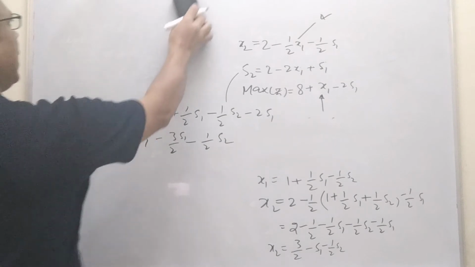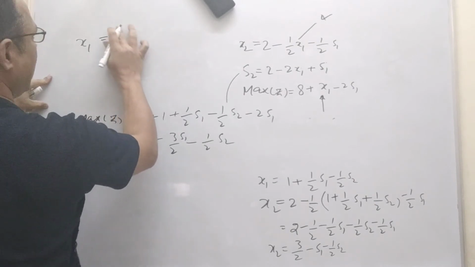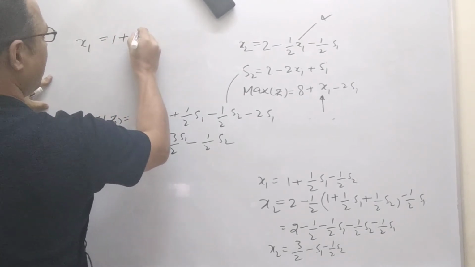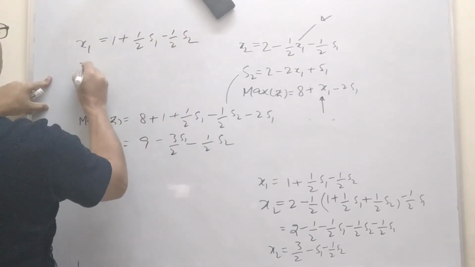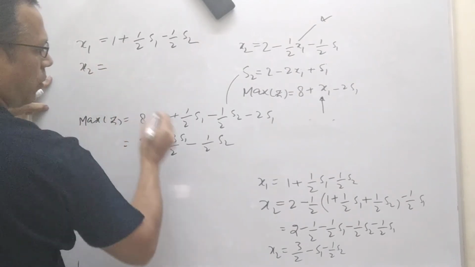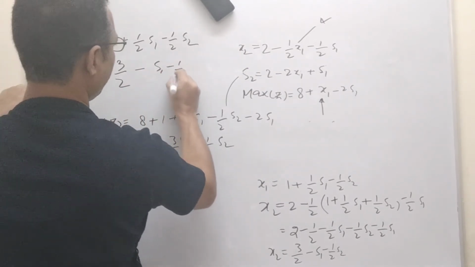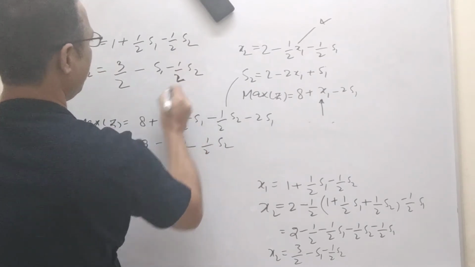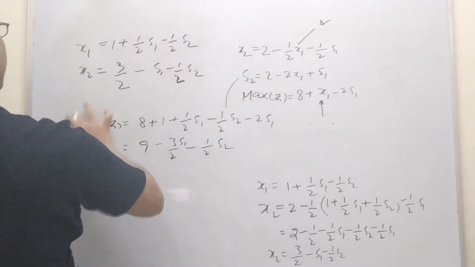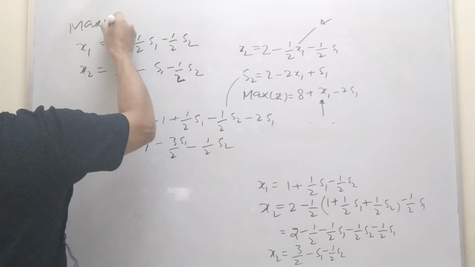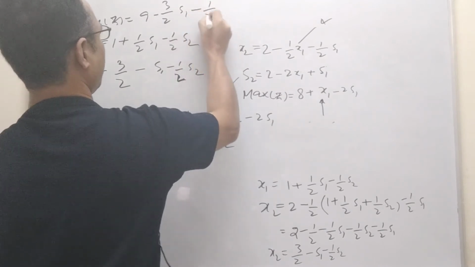So now we are having x1 is equal to 1 plus 1 by 2 S1 minus 1 by 2 S2. x2 is equal to 3 by 2 minus S1 minus 1 by 2 S2, and the objective function, maximum z, is equal to 9 minus 3 by 2 S1 minus 1 by 2 S2.